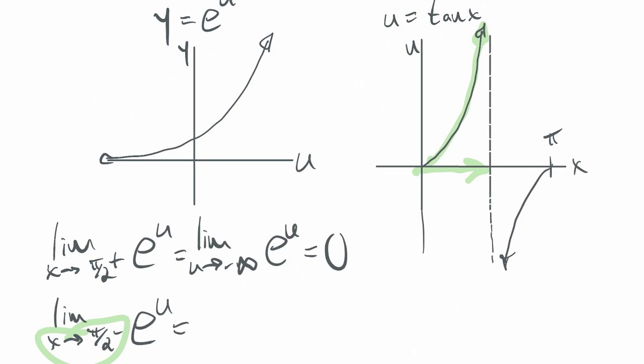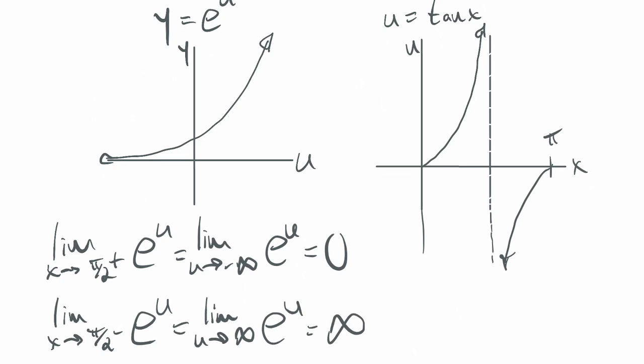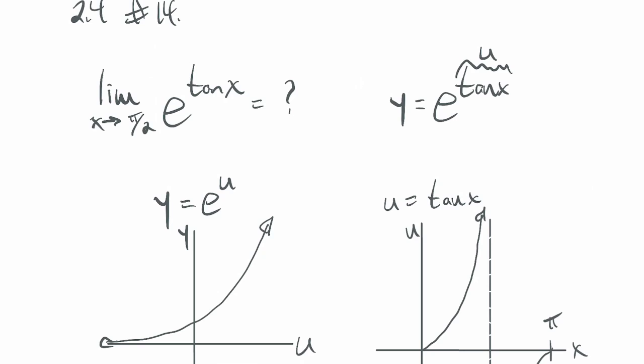So I can switch the limit over to a u limit rather than an x limit. So this equals the limit as u goes to infinity of e to the u. That we've also done in class. This is infinity. And they don't agree. Since the two one-sided limits disagree, I can conclude that the two-sided limit does not exist.